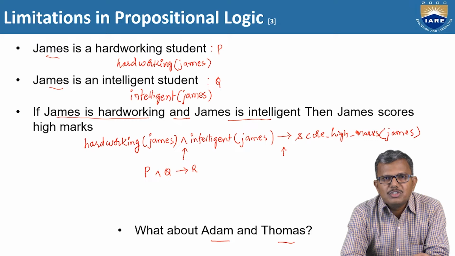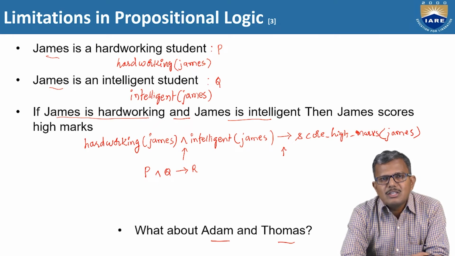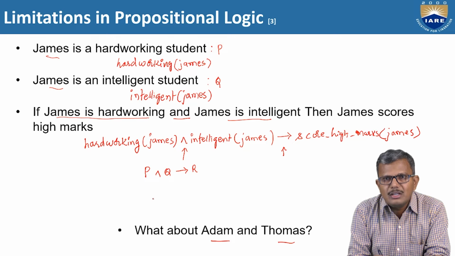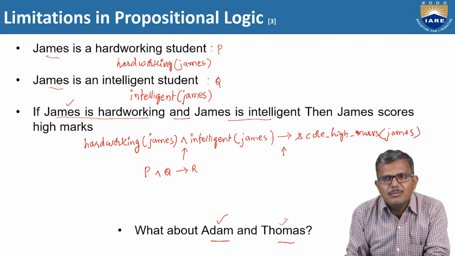Why? Because in propositional logic, we have represented these English sentences not in a generalized form, but as specific ones. But is it possible to represent such sentences in mathematical form for each and every student? You should not have to. There should be a standard mathematical representation which can be used for all other similar representations. If I mention some statement, that statement should be useful for any person, either James, or Adam, or Thomas.